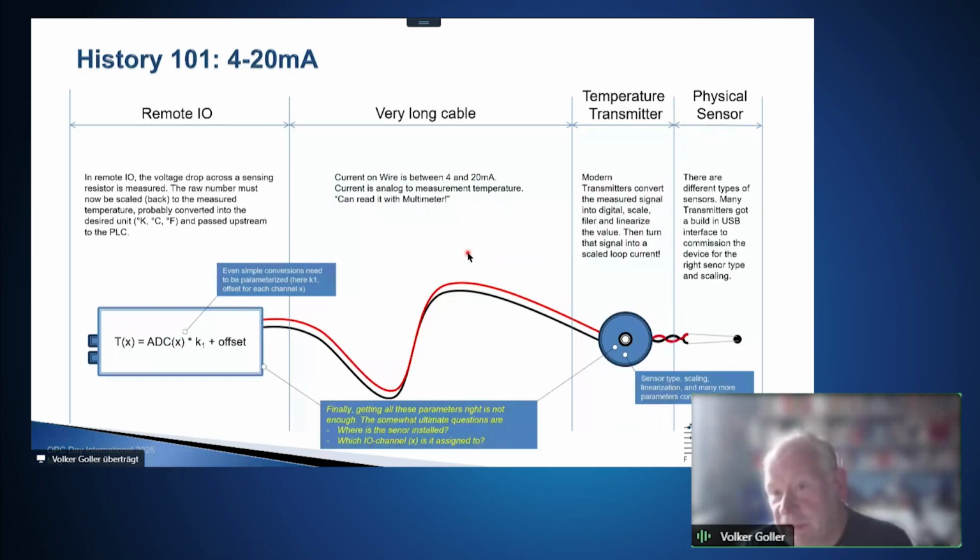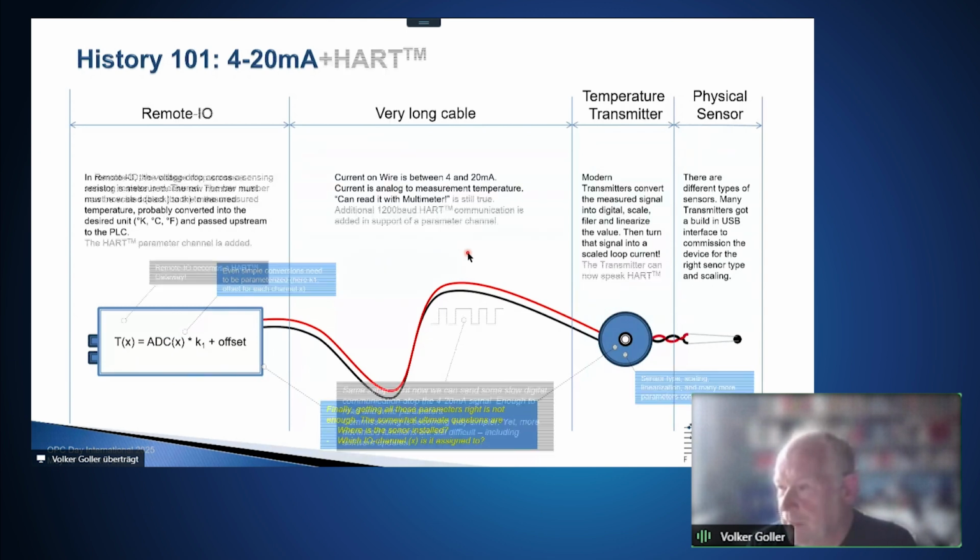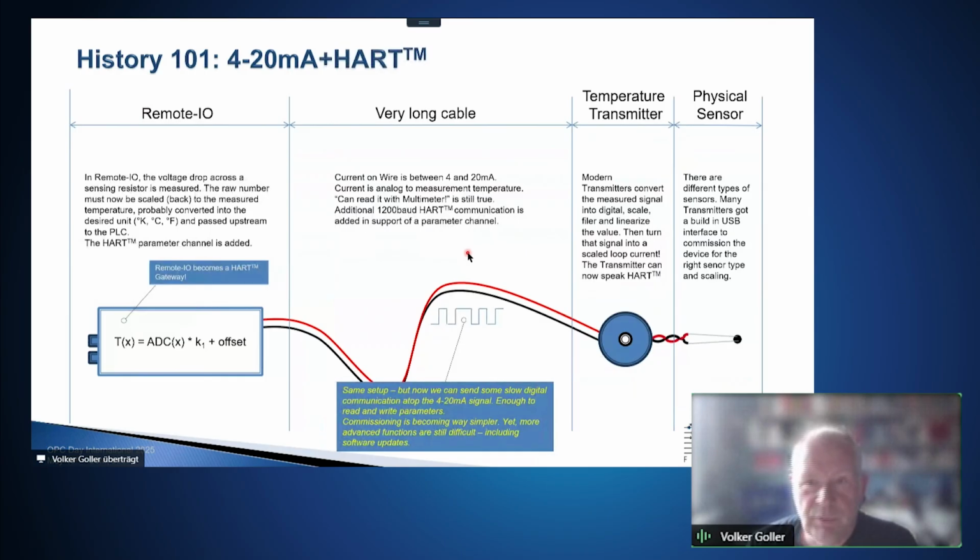That is very tedious, and you need some good people to understand that. Getting such a big chemical plant commissioned is not an easy thing. You need trained people. So to improve on that, HART was invented, and HART is really a way to have a modulated signal on top of the current loop to have at least some data exchange between the remote I/O and the temperature transmitter.